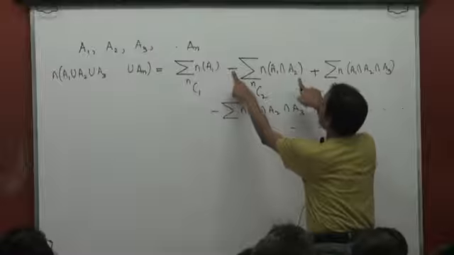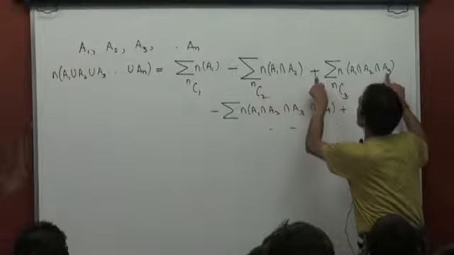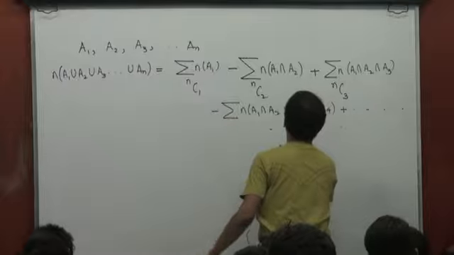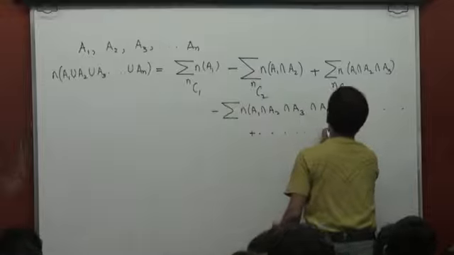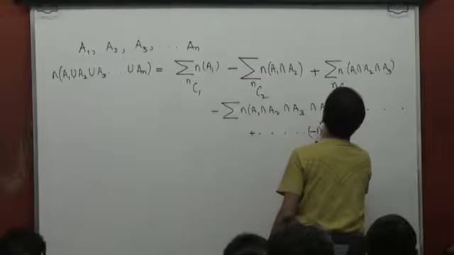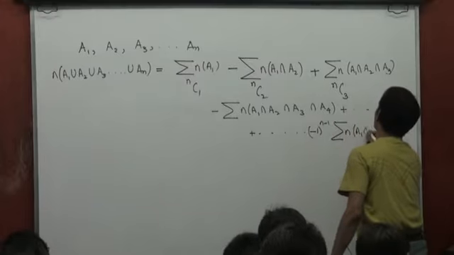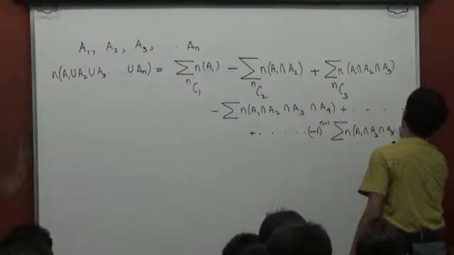The sign here is like -1 to power 2 minus 1. The sign here is like -1 to power 3 minus 1. The sign here is -1 to power 4 minus 1. And going this way, you come up to the last term, which would be -1 to power n minus 1, because this is like n, A1 intersection A2 intersection A3 intersection AN.